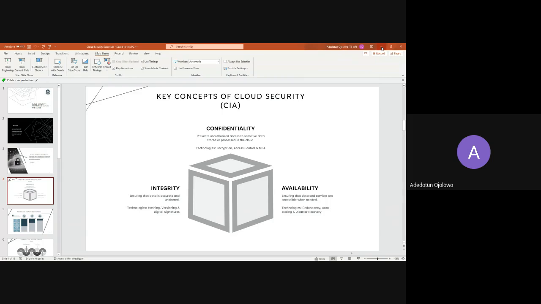Because, for example, if one region is down or one availability zone is down, you can easily just switch to the next availability zone and then your data is still there. You're basically using the same data. So that's where the redundancy comes in. Auto scaling is basically ensuring that objects are able to scale up or scale down.